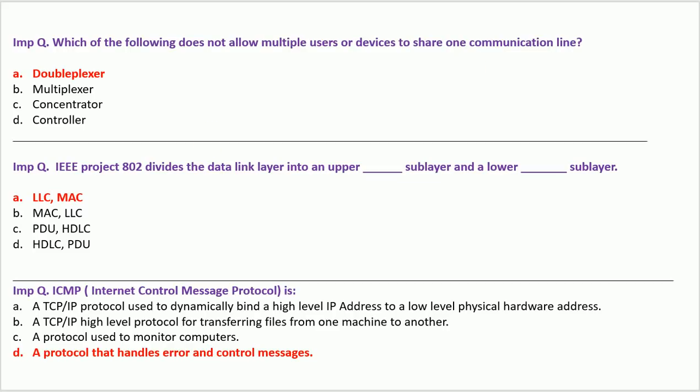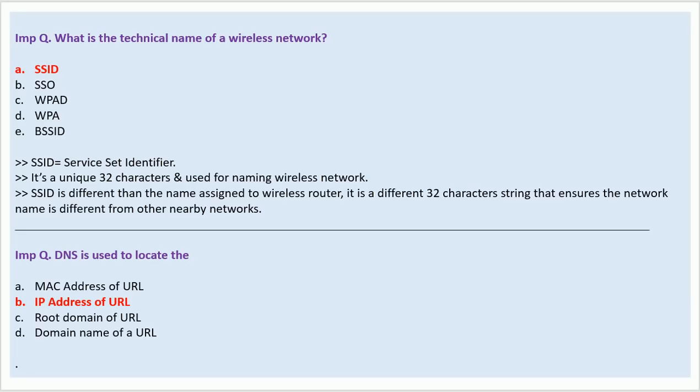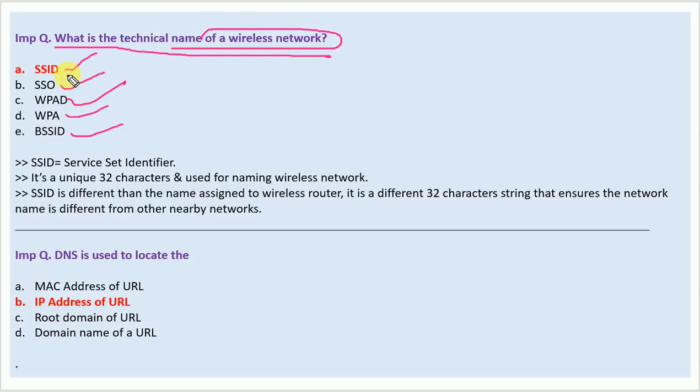Let's discuss the next question. What is the technical name of a wireless network? Let's discuss the first option, SSID. The full form of SSID is Service Set Identifier. The other options are SSO, Single Sign-On, WPAD, WPA, and BSSID. The correct answer is that the technical name of a wireless network is SSID.